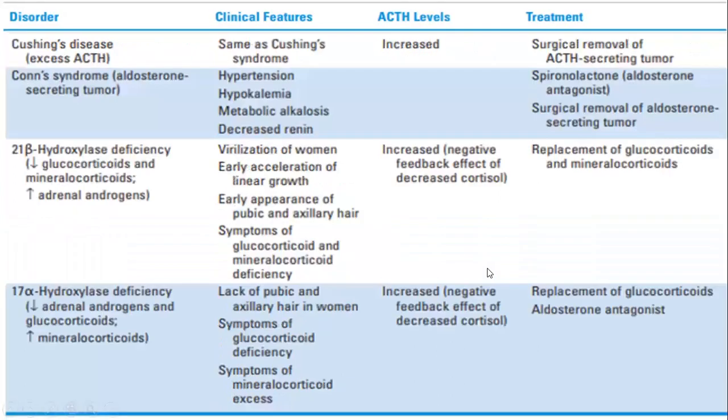So I've mentioned this already, no? Your Cushing's disease. Then we have your hyperaldosteronism, also known as your Conn syndrome. This is caused by an aldosterone-secreting tumor and is characterized by hypertension.